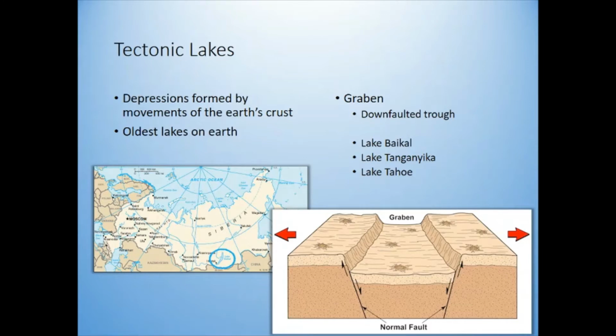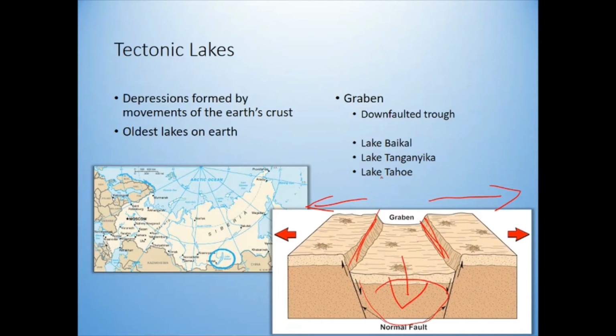The first type of tectonic lake is called a graben. Grabens are essentially where the crust of the Earth is diverging. So when the crust, these two plates, this is one plate and here's another one, are moving apart from each other, the dirt here basically just falls down, and this then moves down.